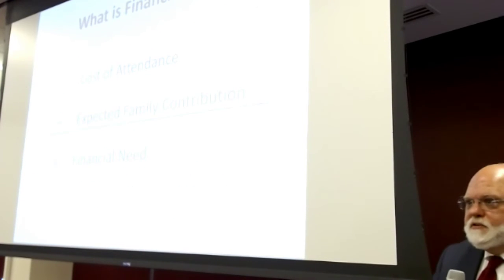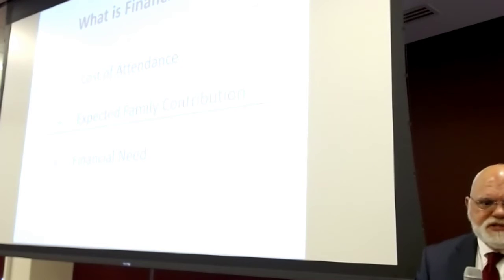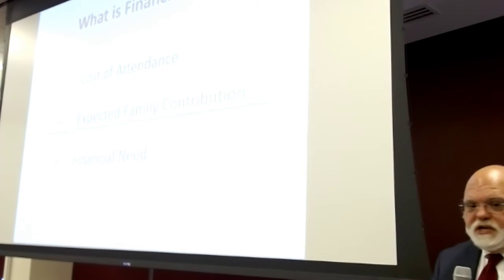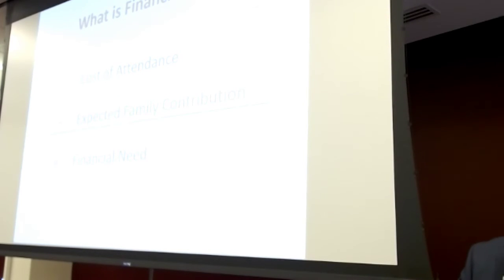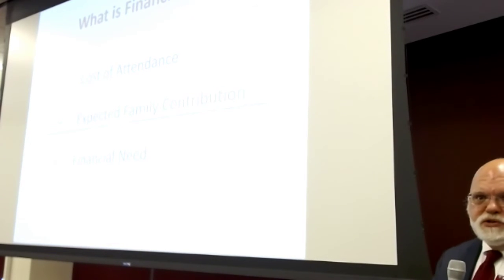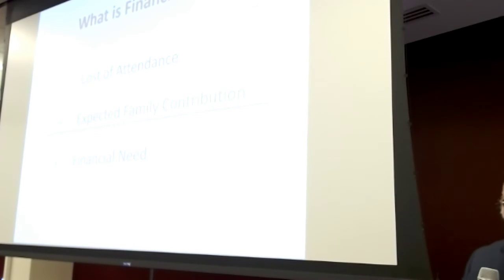But here's where you'll see a difference. We start with the cost of attendance, which we talked about. That's that big number of what it costs to send your son or daughter to school for 1 year. We subtract from that the expected family contribution, and what we're left with is financial need. That's what we're trying to meet in the financial aid office. This, in very, very, very simple terms, is what we do in the financial aid office.